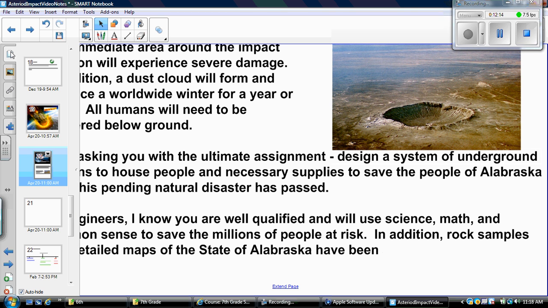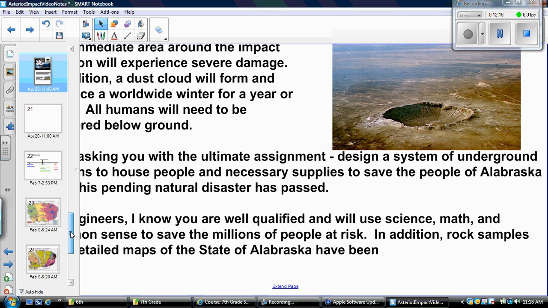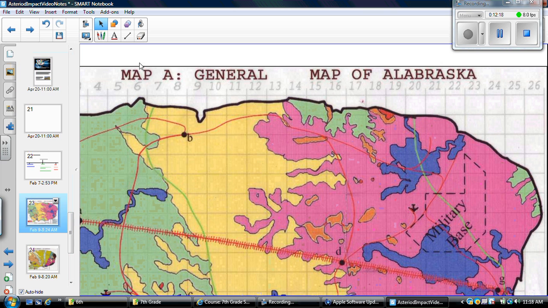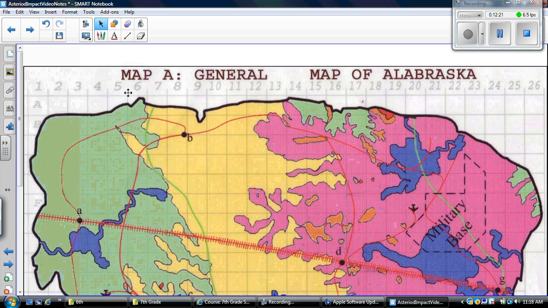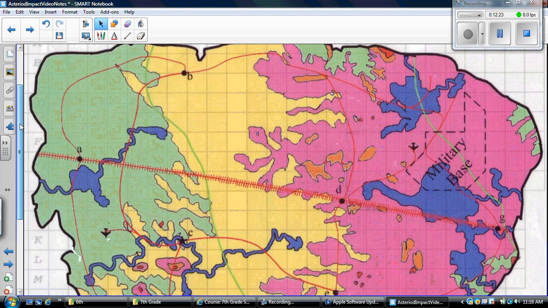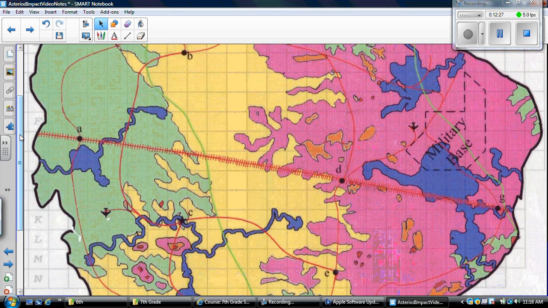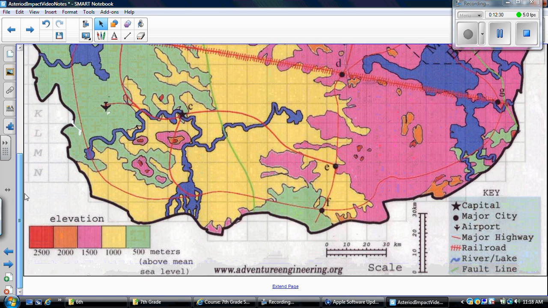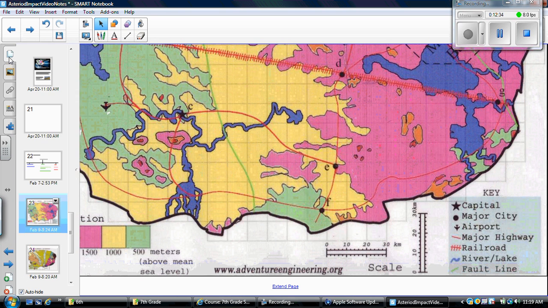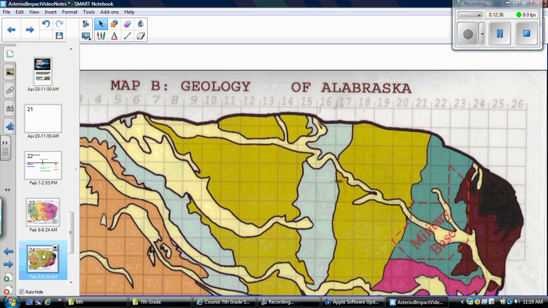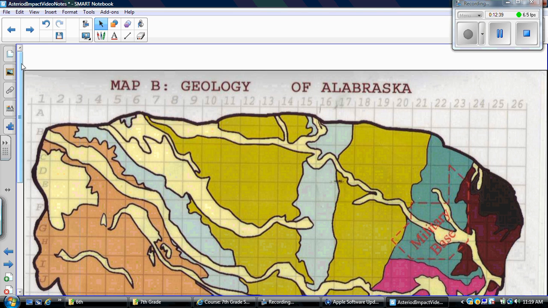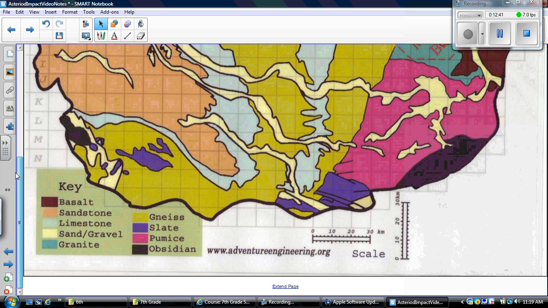So the maps that you will be looking at, this is a general map of Alabraska. It gives you information about roads, cities, airports, water, elevation, and where fault lines are located. You will also be given a geological map, so you'll be using what you know about rocks to design where you're going to dig and build an underground system of caverns.